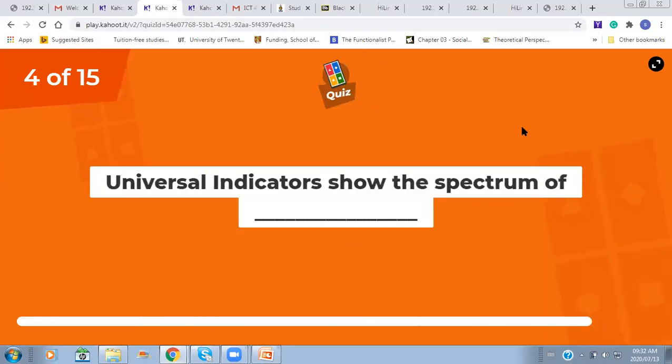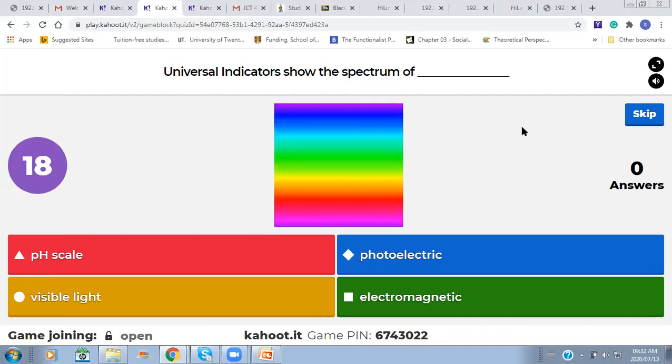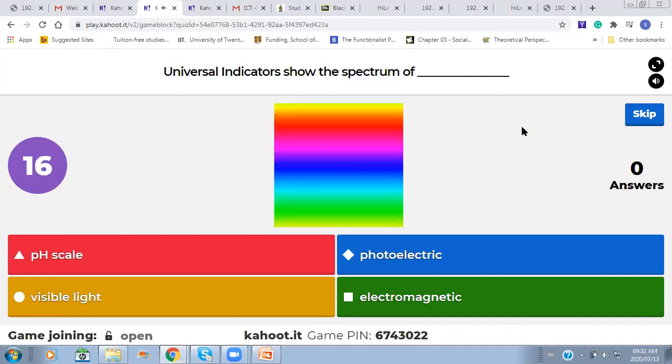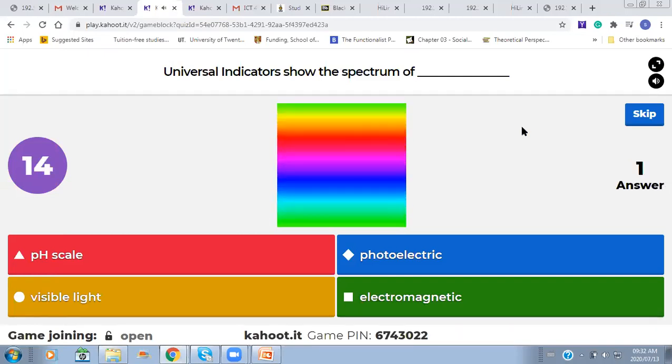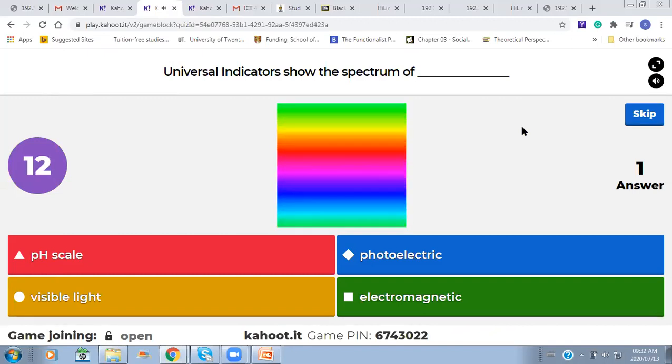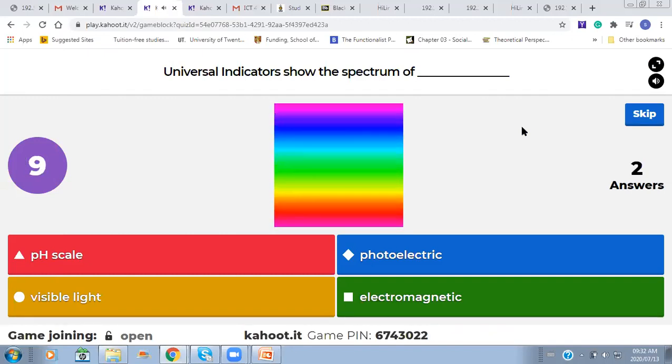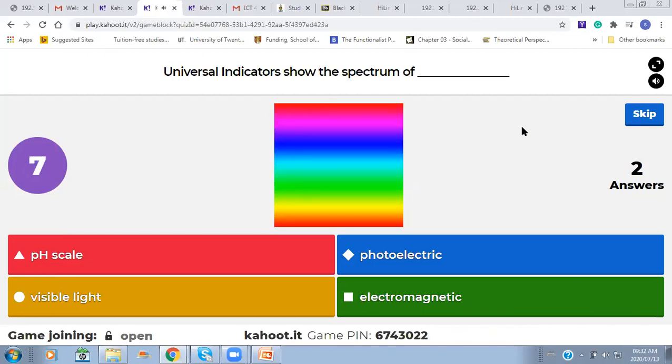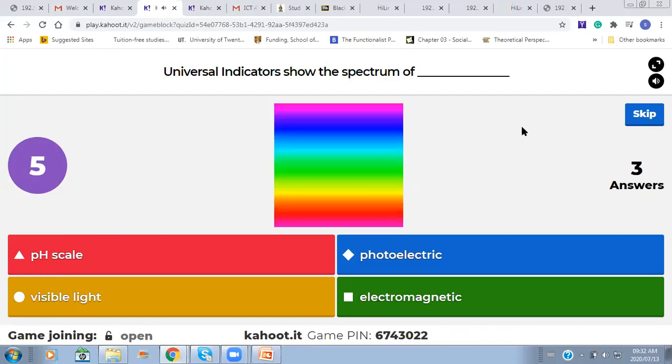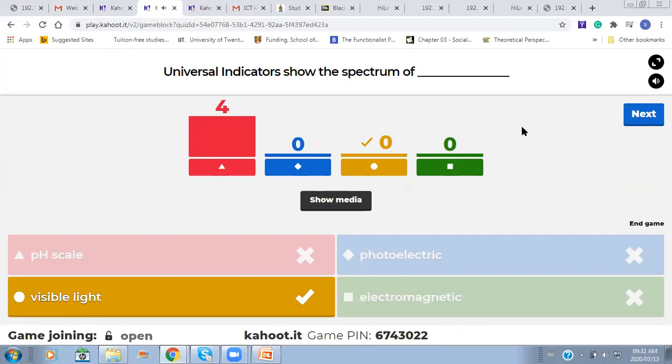Universal indicators show the spectrum of... Okay, the answer is visible light, as you can see there. Unfortunately, we didn't all get it. Let's go on to the next.